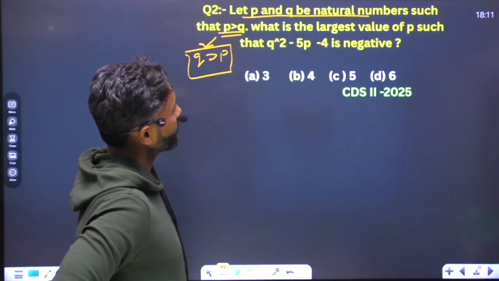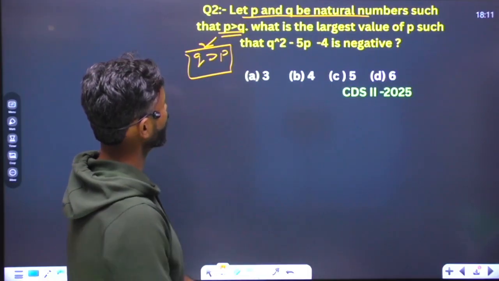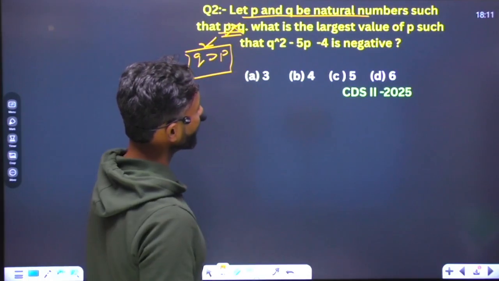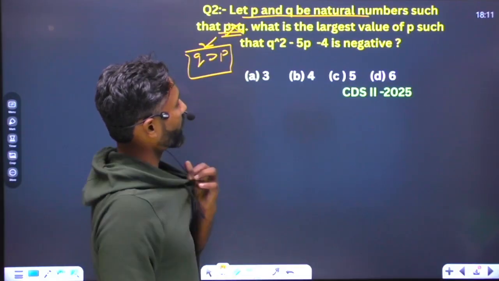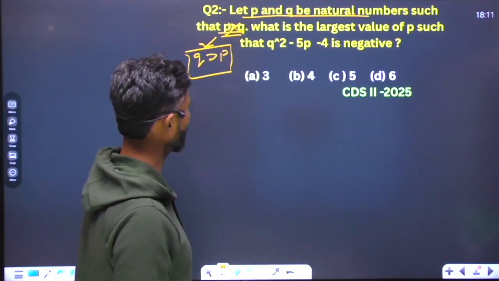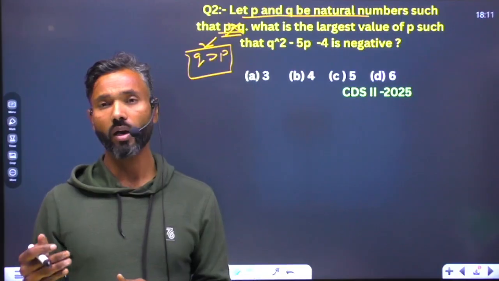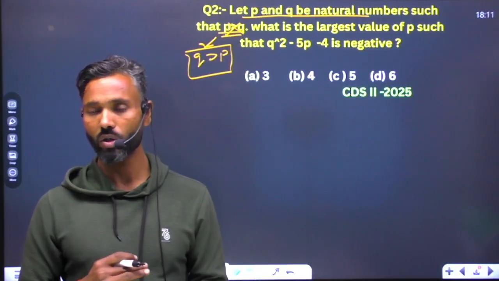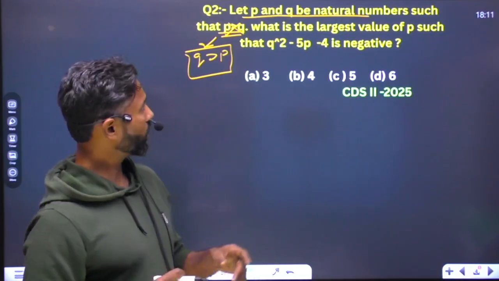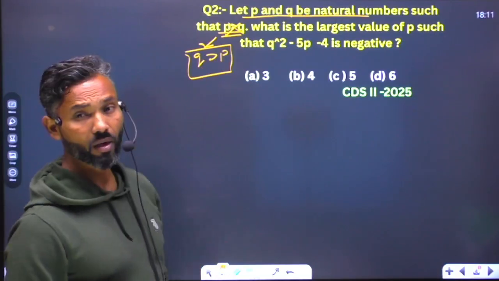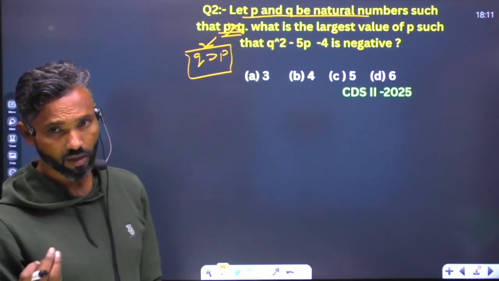Let p and q be the natural numbers such that q greater than p. Then what is the largest value of p such that q square minus 5p minus 4 is negative? Okay. You know very well what the natural numbers are. Natural numbers are greater than 0 and are positive integers. In the question, it is directly mentioned that q is greater than p. Both are natural numbers.